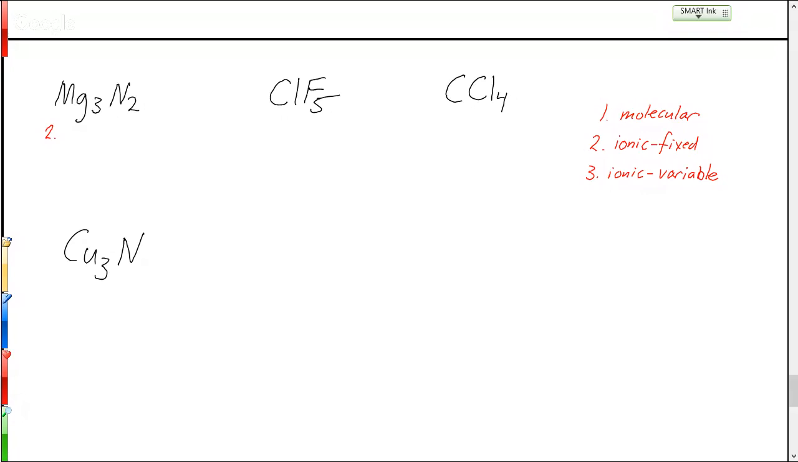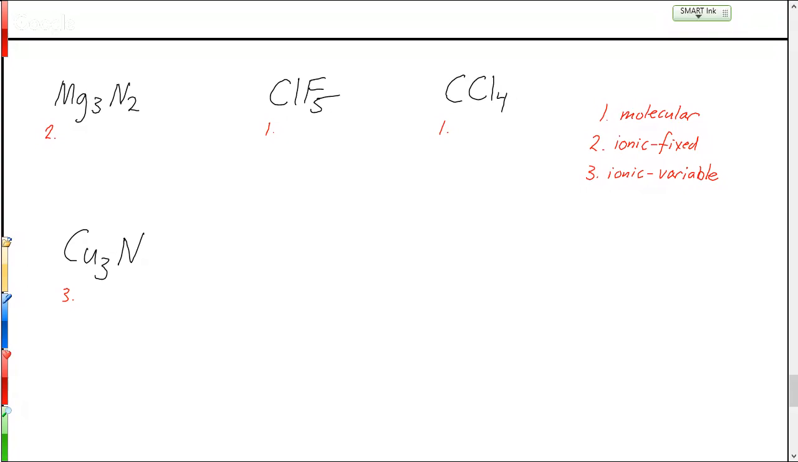And what about ClF5? That's going to be molecular, no metals in there. CCl4, same thing, molecular, no metals in there. And then Cu3N. Right, that's going to be our variable charge because the copper is in the middle. If you can separate those in those categories, that's like half the thing right there. Because if you know the rules and you know which category it goes in, now we know which rules to use to name these things.